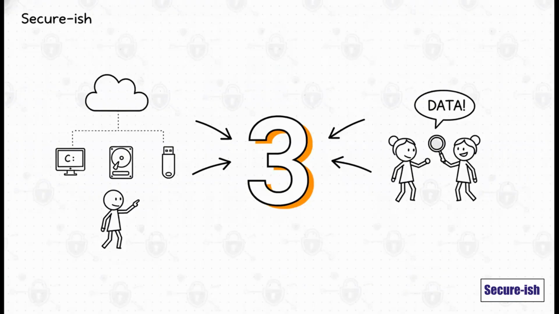All right, next up, backups. You gotta protect your precious files, like your photos and documents. The golden rule here is the 3-2-1 rule. It's super simple. Step 1, have at least 3 copies of your data. That's the original file plus 2 backups. That way, if something happens to one, you've still got 2 more.